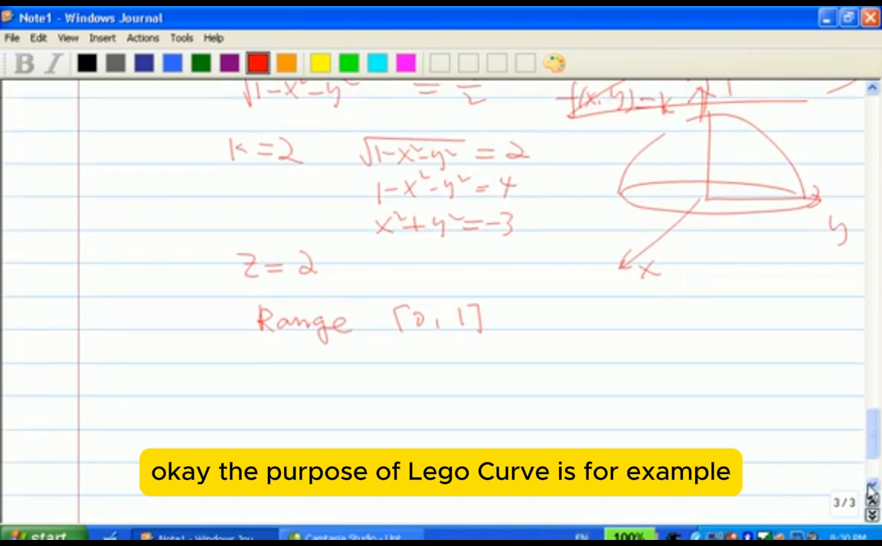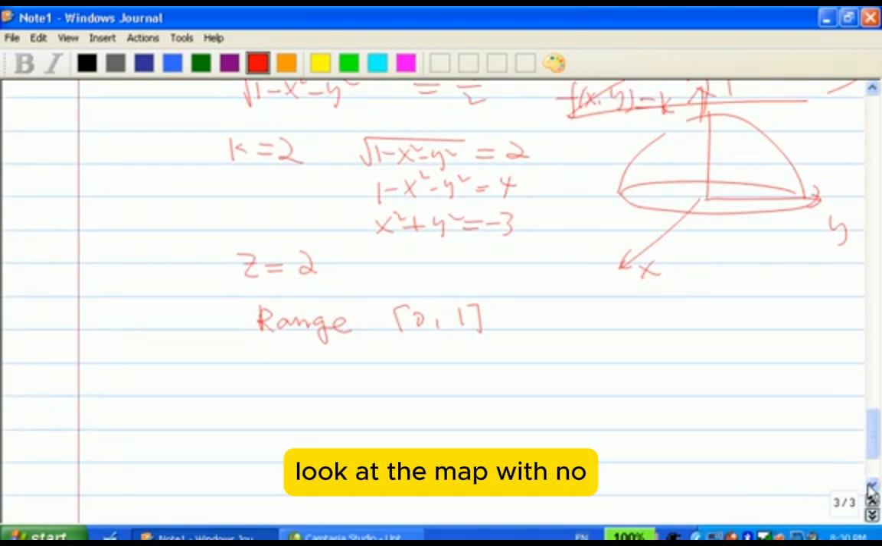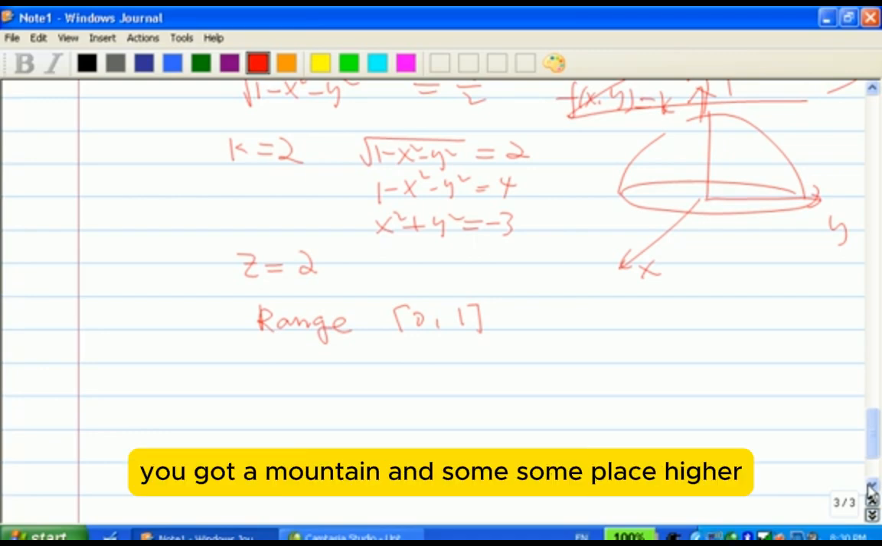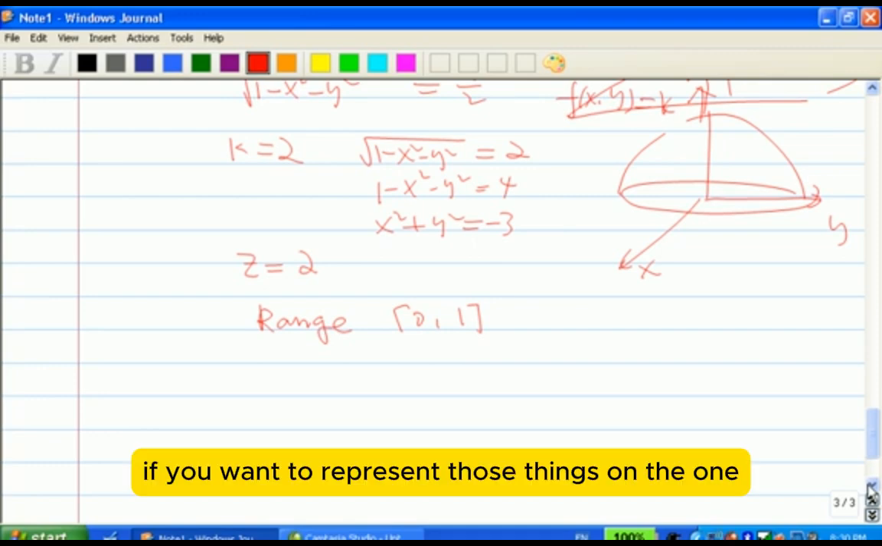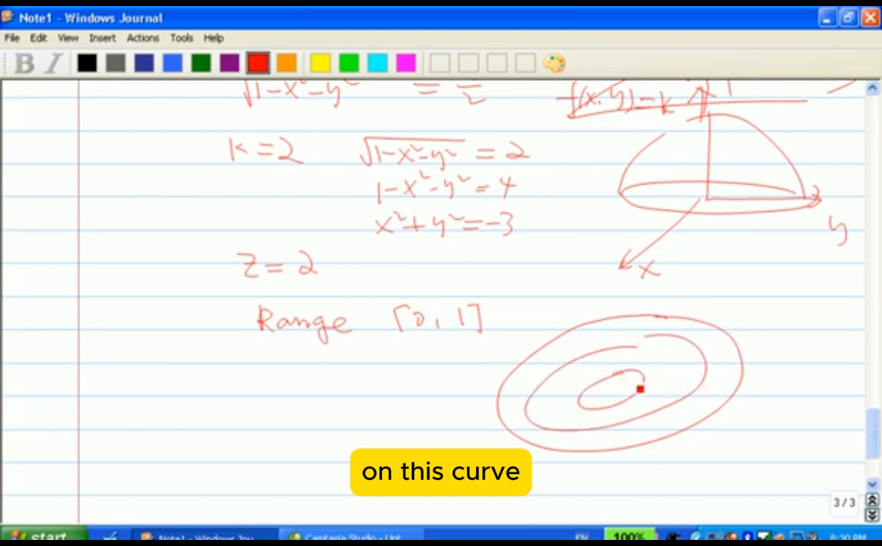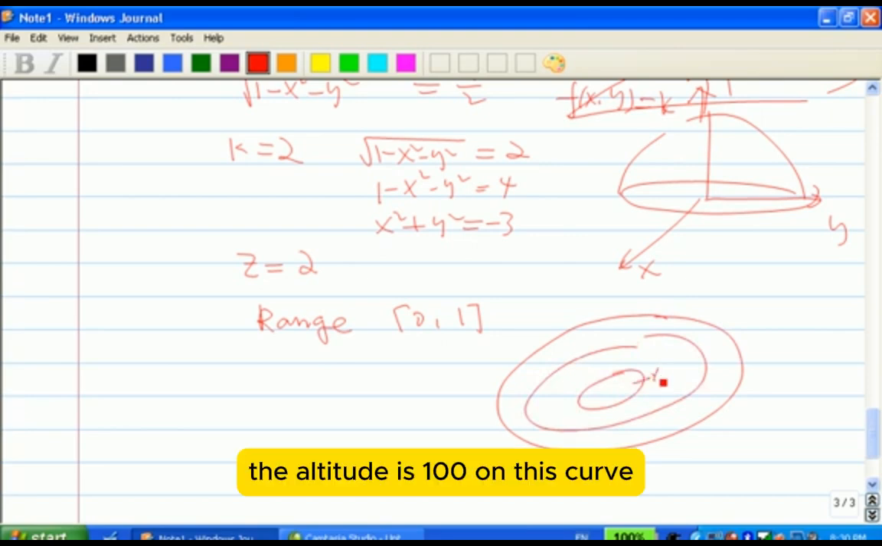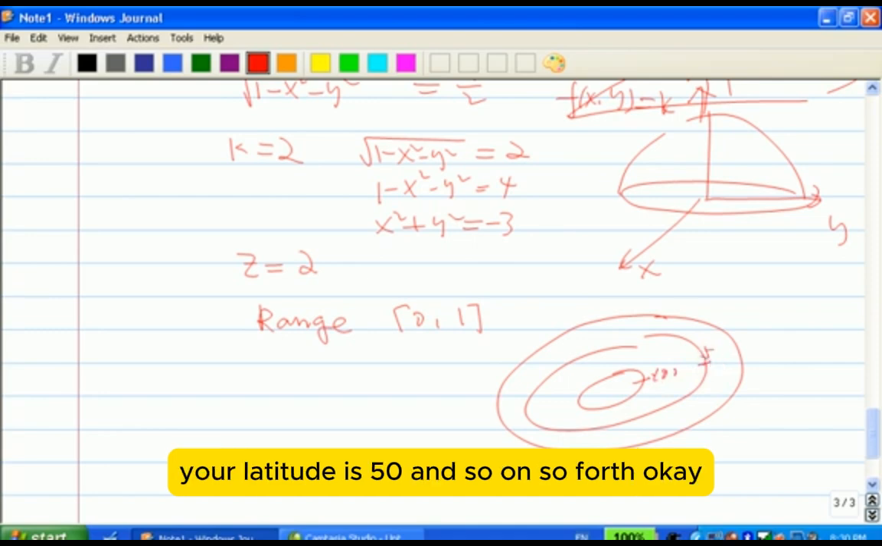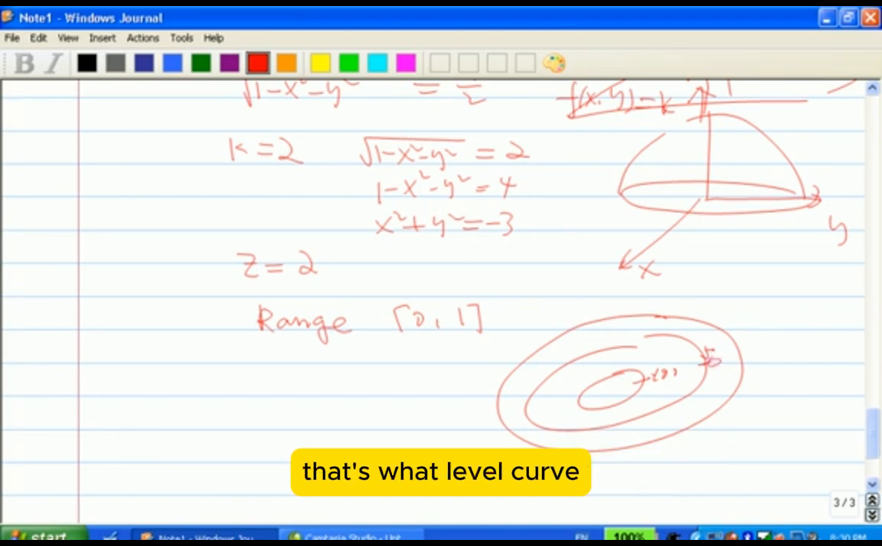The purpose of level curves is, for example, look at a map. We know the surface of the earth has a mountain and some places higher. If you want to represent those things on the plane, that's why we have those level curves. For example, on this curve the altitude is 100, on this curve the altitude is 50, and so on and so forth. That's what level curves are.